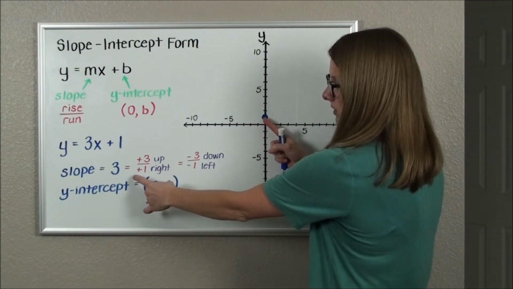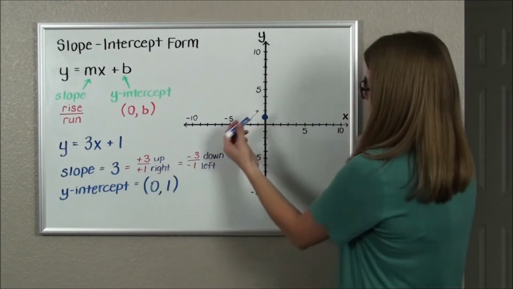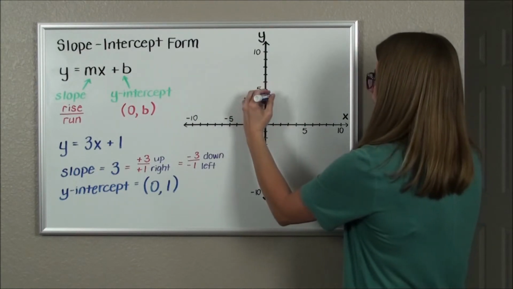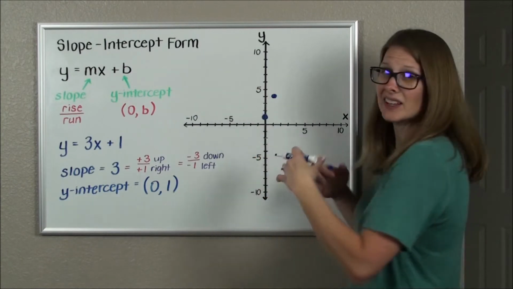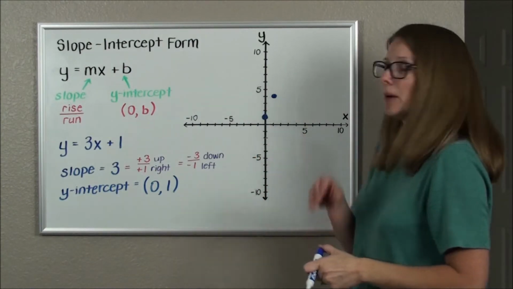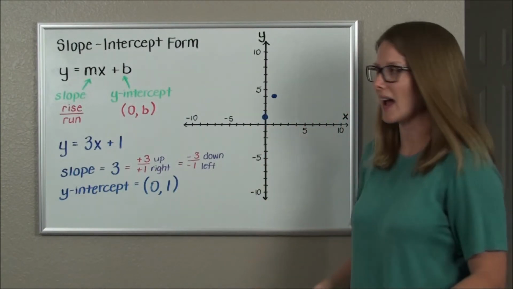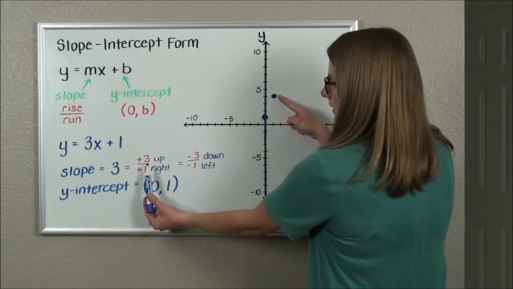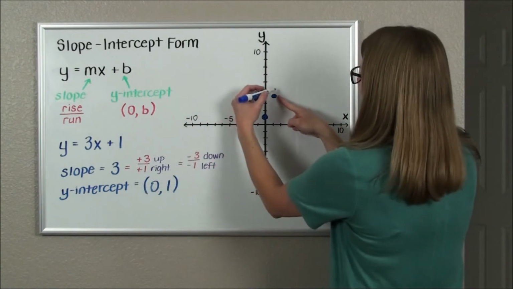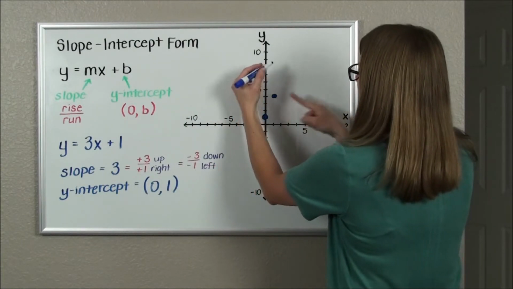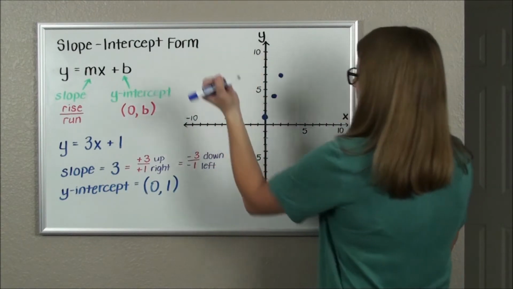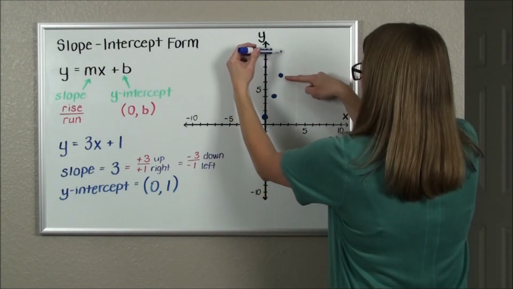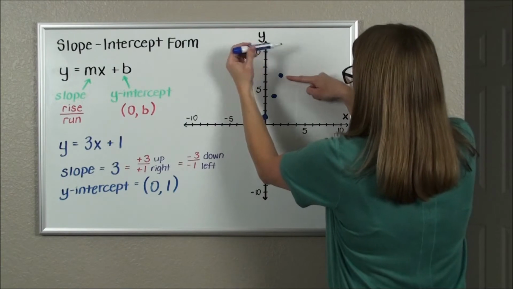So let's try first the up 3, right 1. From my initial point, I can go up 1, 2, 3, and right 1. And there's another point, and that's technically all I need to get my line, but again, more points means more accuracy. So let's keep that pattern going. We went up 3, right 1 to get our second point. Let's do that again. Up 1, 2, 3, right 1. There's another point, and then from there, if I've got the space, let's go again. 1, 2, 3, up, and right 1.